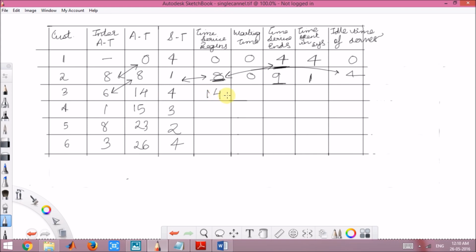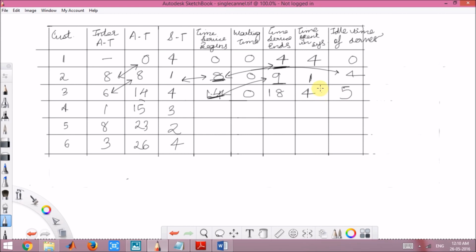It began at 14. Waiting time, again it didn't have to wait anything, so this is 0. Then the time the service ends is 14 plus 4, 18. Time spent in the system is service time plus the waiting time, that is 4. And idle time of the server is again, since it stopped at 9, right? And it began at 14, it's right here. So the difference is 5 and that's why the idle time is 5.